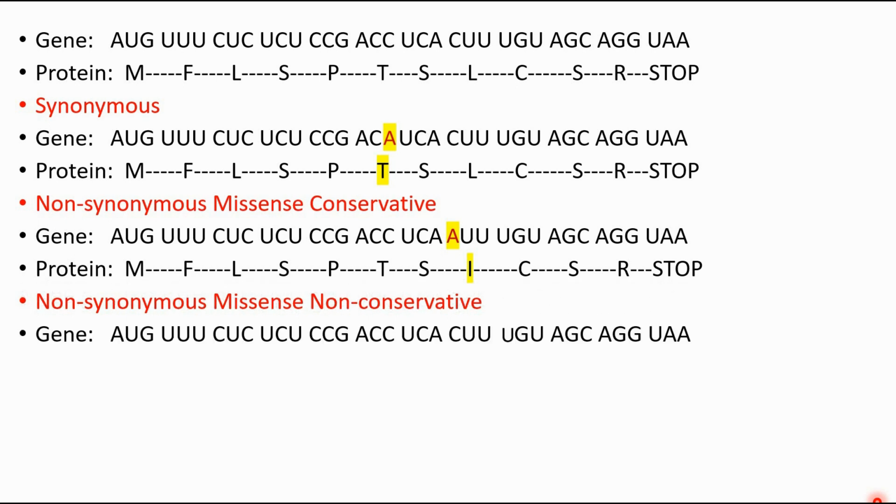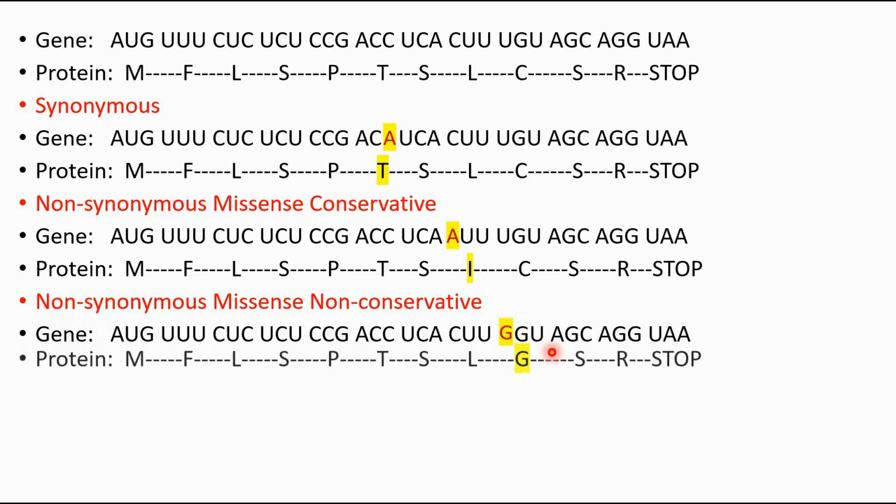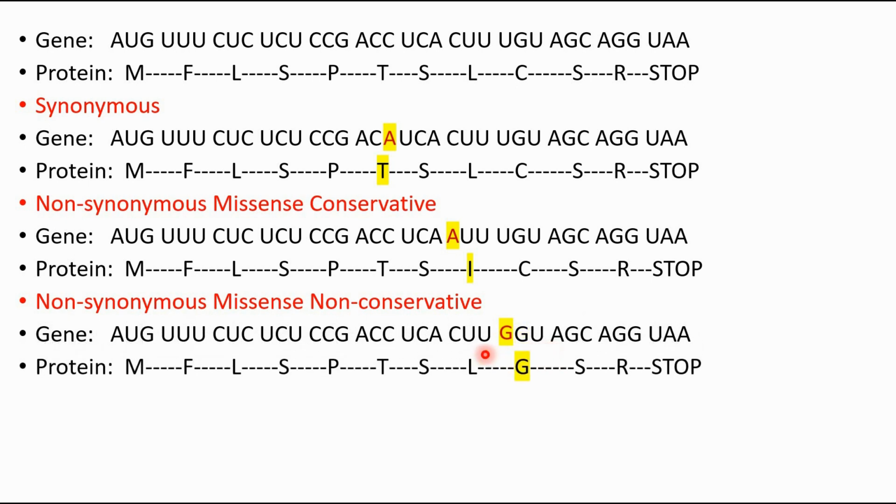The non-conservative here means that the new codon, which specifies a new amino acid, will be chemically dissimilar as well. For example, here we are going to replace this U with G. And now we have changed this UGU to GGU. And let's see what amino acid it codes for now.